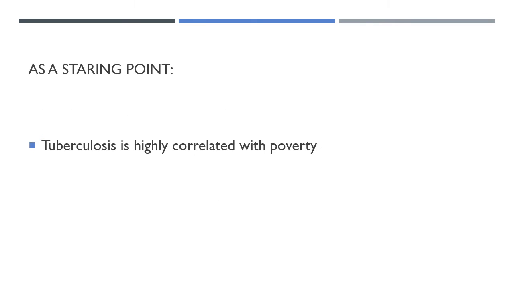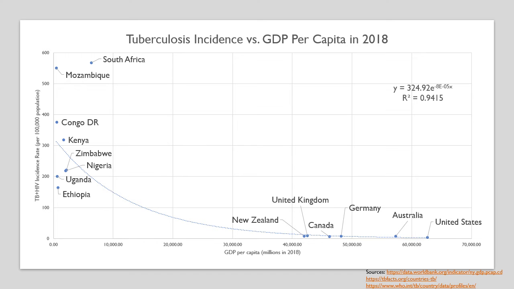These results will suggest possible courses of action for us to take in the future. So we're starting at the point where I'm making the claim that TB is highly correlated with poverty. In order to back this up, I decided to run a little exponential regression. You might know that this is not a causal relationship, but this exponential relationship between the GDP per capita in year 2018 and the TB and HIV incidence rate are very highly correlated in a negative exponential way.